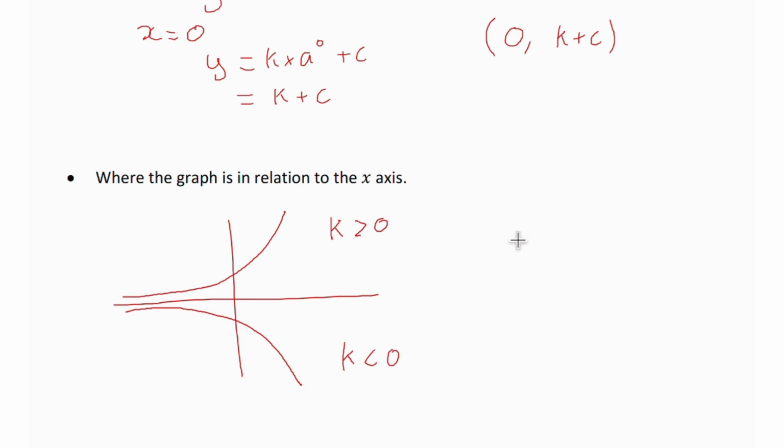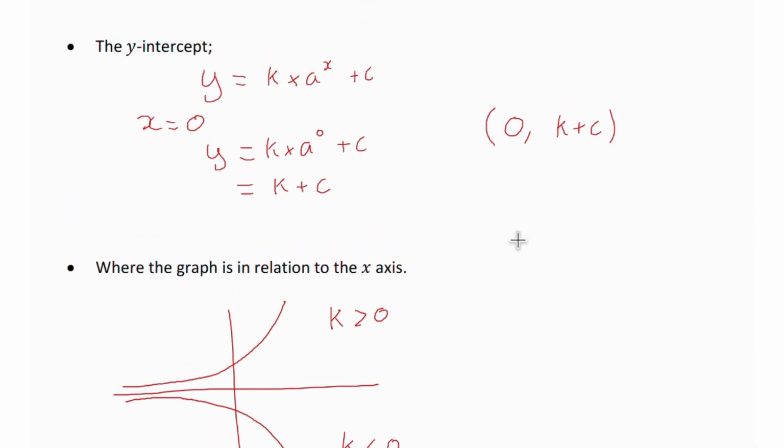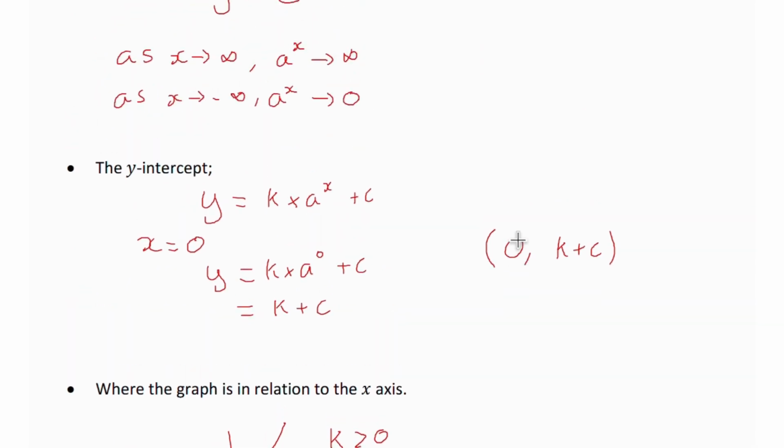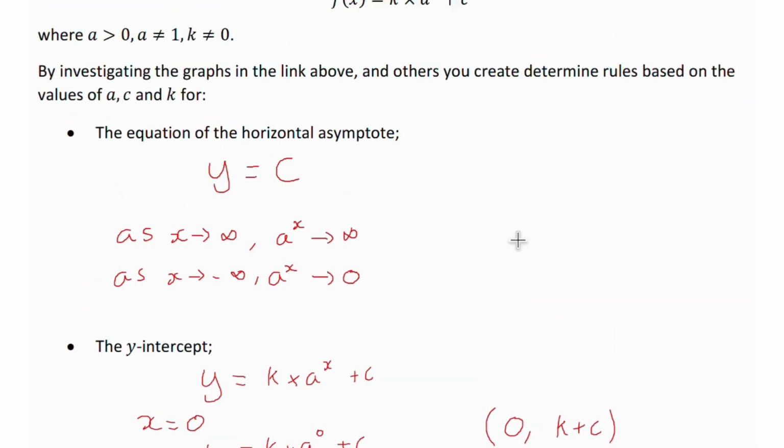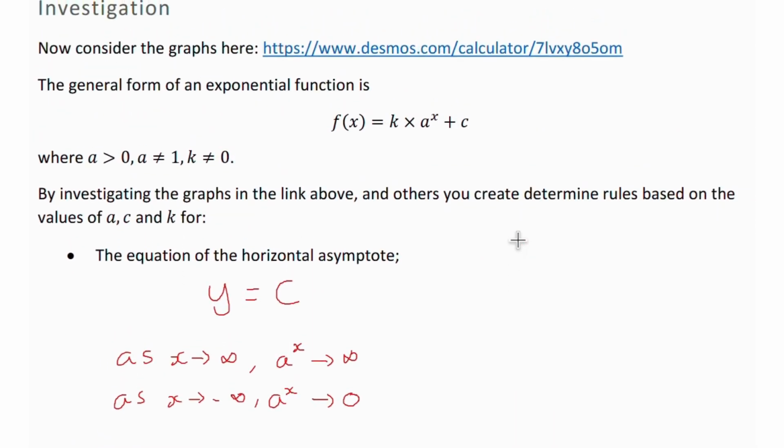So those are our three aspects of an exponential function based on k and c. That is, whether it's above or below the x-axis, what the y-intercept is, which is k plus c, and what the horizontal asymptote is, which is just y equals c.